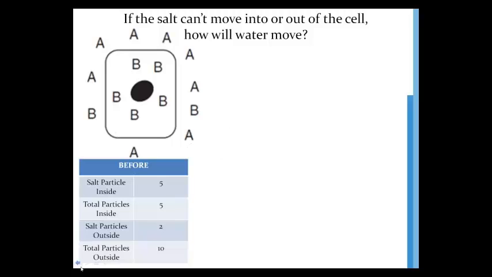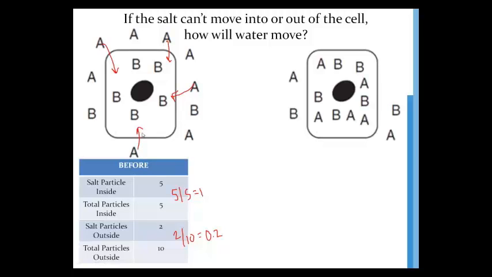So if I were to take these numbers and make them into a ratio, I would get 5 over 5, which is equal to 1, and I would get 2 over 10, which is equal to 0.2. So we can clearly see that the amount of salt inside and outside of the cell is not even. So what's going to happen, because there's a higher concentration of salt inside than outside, water is going to flow into the cell. And it's going to do this until the concentration of salt inside and out of the cell is the same. So it'll look something like this.